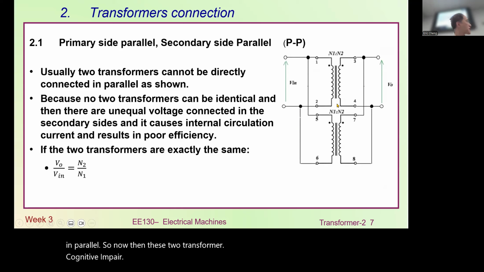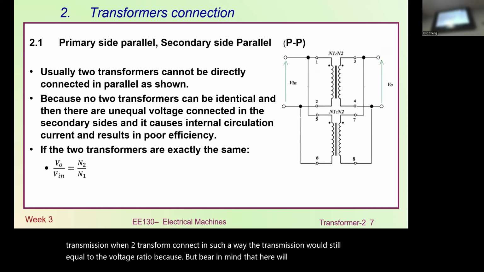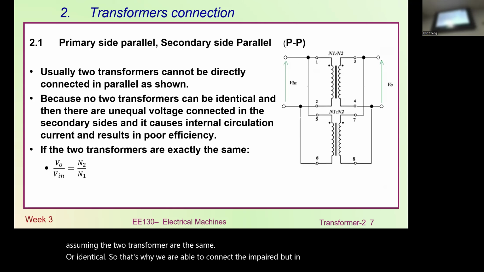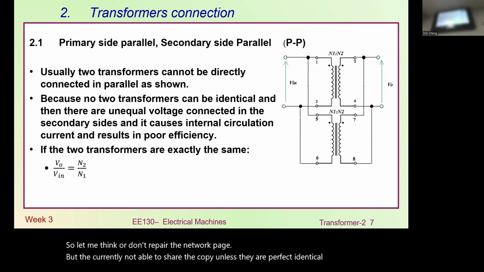Then the transformer turns ratio, when two transformers connect in such a way, will still equal the voltage ratio, right? But bear in mind, we assume the two transformers are the same or identical. So that's why we're able to connect them in parallel. But in theory, no transformer can be identical. So that means although we parallel the voltage, the current may not be able to share equally unless they are perfectly identical transformers.